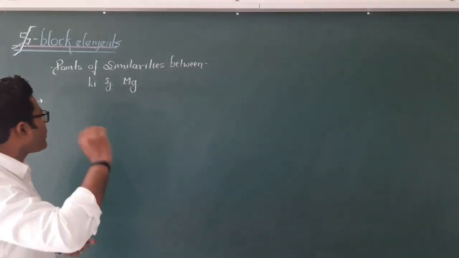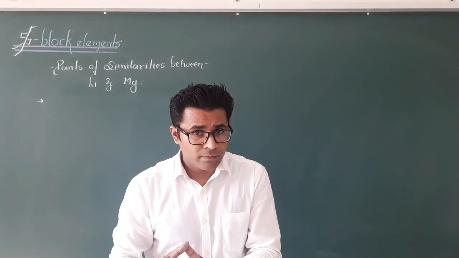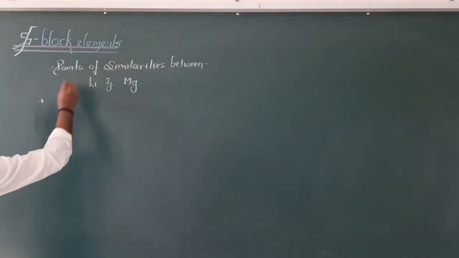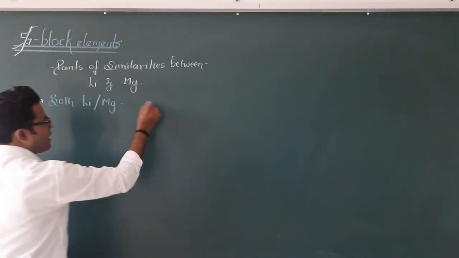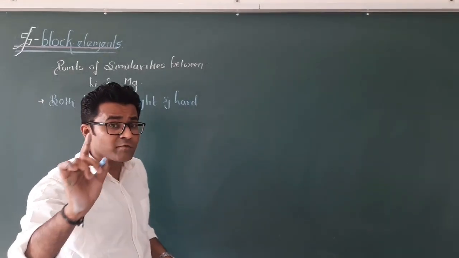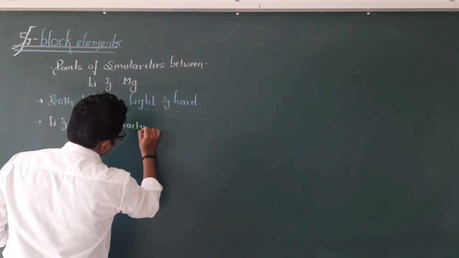Coming forward, taking a look at the points of similarity between lithium and magnesium, we already know that with respect to the diagonal relationship, lithium and magnesium exhibit almost similar characters, similar properties. So let's see what those properties are. In the first case, both lithium as well as magnesium are the lighter and hard elements in their respective groups. Both of them are light and hard elements. Second, both lithium and magnesium do not react quickly with water. They are rather less reactive with water.